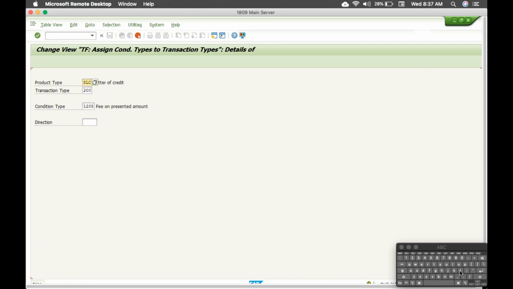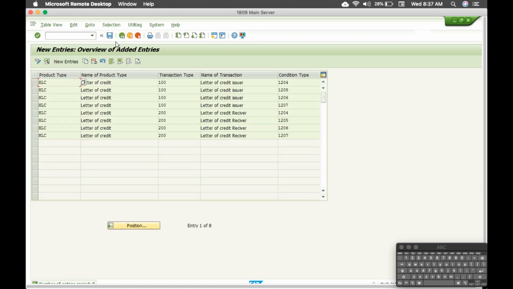Okay. The major thing plays in between the letter of credit issuer and letter of credit receiver, and bank guarantee. Okay. Bank guarantee also issuer and receiver, right? Yeah, he also acts as an issuer and receiver.